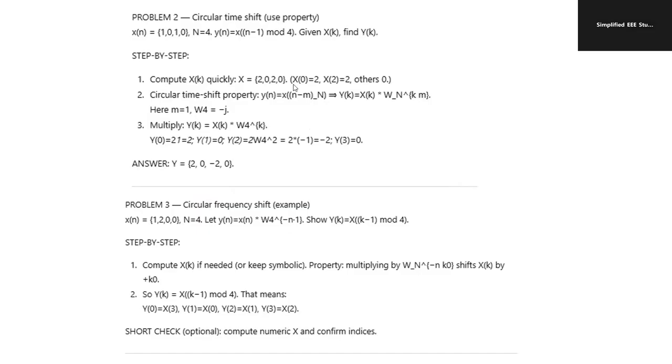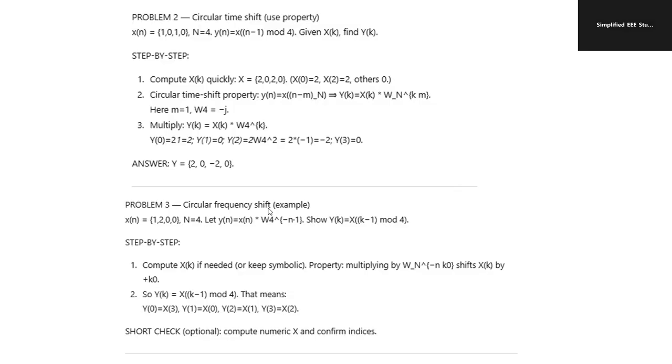So please follow the steps. Compute x of k. Then use the circular time shift property, remember that y of n equal to x of n minus m, mod N. So y of k you can compute by multiplying with the twiddle factor. Then y of k is equal to x of k into twiddle factor, W4 to the power k. Then the final answer will be 2, 0, minus 2, 0. So this will be the right answer. I just focused on the procedure. Try to verify the answer.